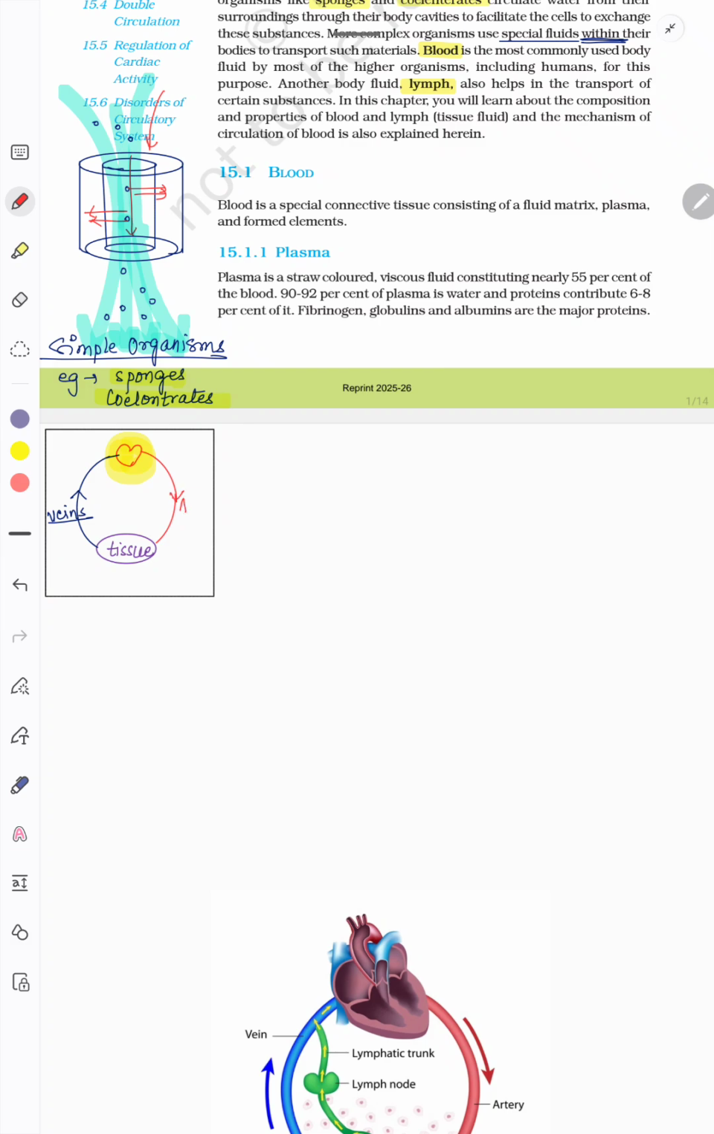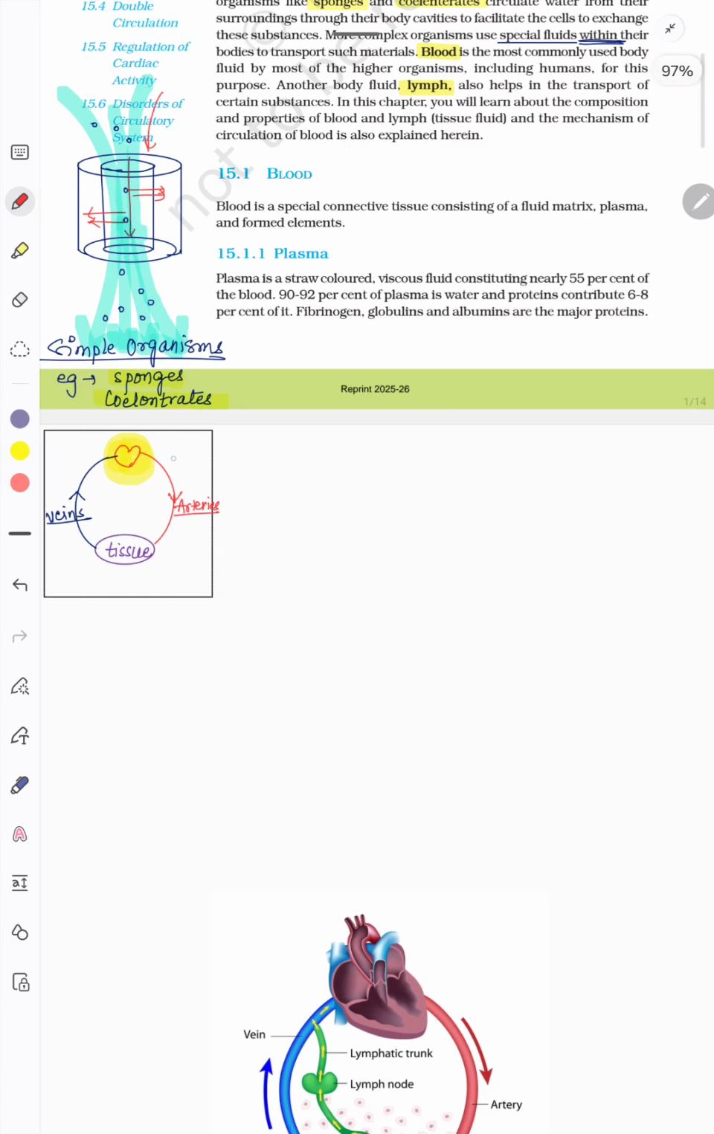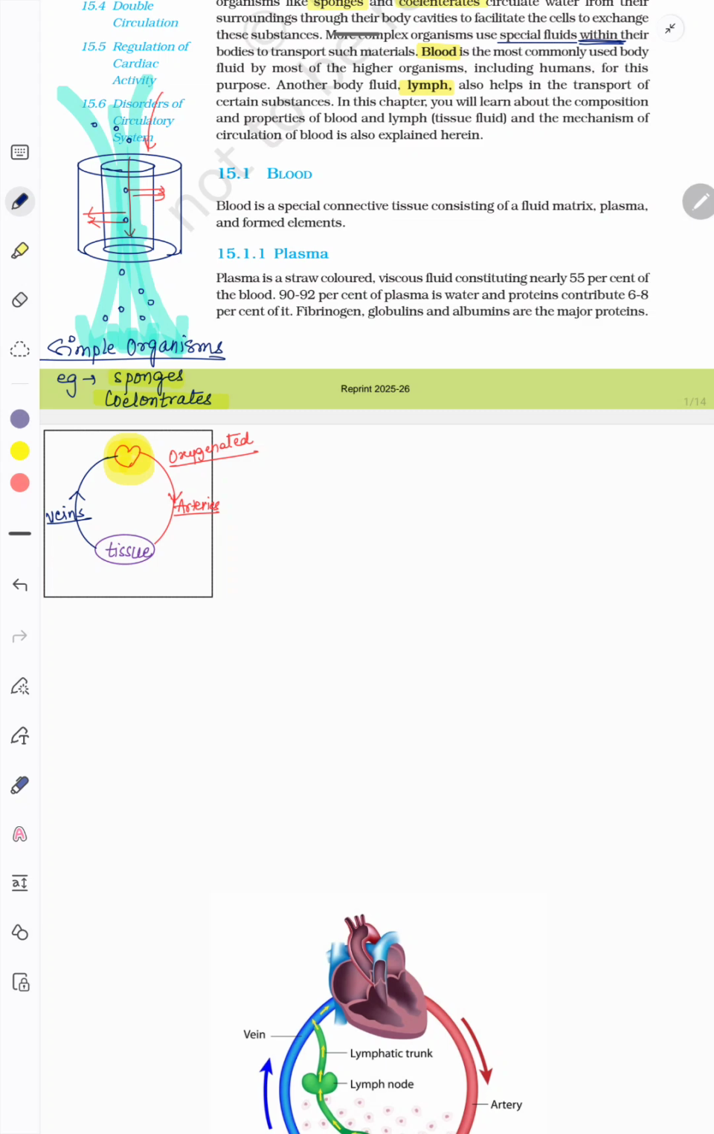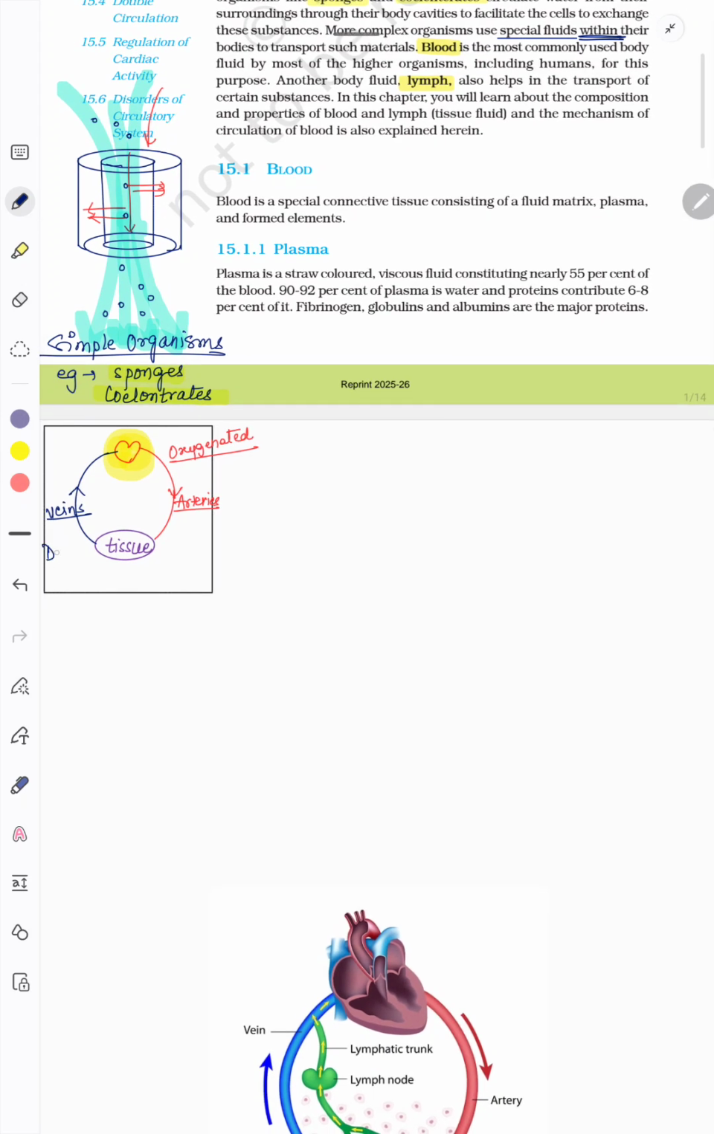Okay, this is arteries. Arteries carry oxygenated blood, right? And these veins carry deoxygenated blood, right?